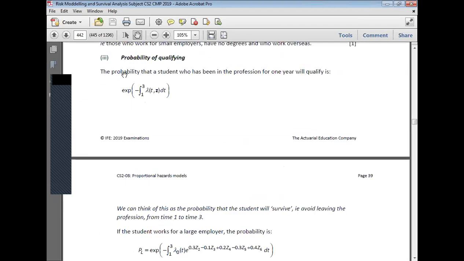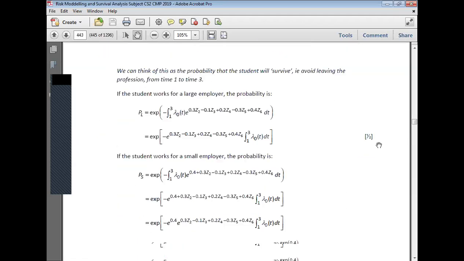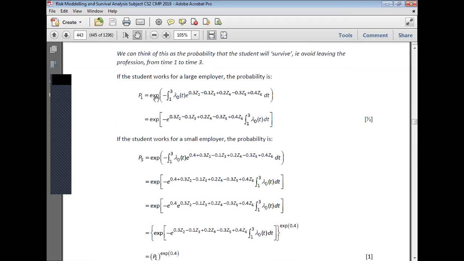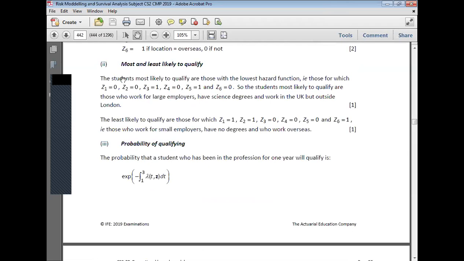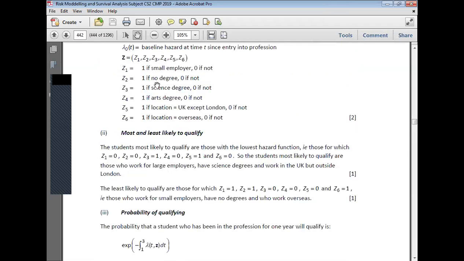So if you see, this is the probability that a student who has been in the profession for 1 year will qualify, right? So we are ignoring what has happened up until 1 year, because that is the same for the person who transferred to a large employer after 1 year. He was still in the small employer from 0 to 1 in both cases. So now if we try to figure out PL, we will try to represent the hazard function using the model that we have just assigned, right?